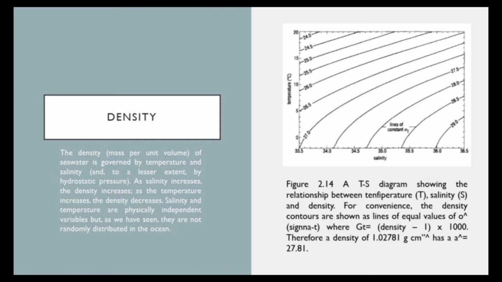Salinity and temperature are physically independent variables, but as we have seen, they are not randomly distributed in the ocean. Figure 2.14, a T-S diagram, shows the relationship between temperature, salinity, and density. For convenience, the density contours are shown as lines of equal values of sigma-t, where sigma-t equals density minus 1 times 1000. Therefore, a density of 1.02781 grams per cubic centimeter is equal to a sigma-t of 27.81.